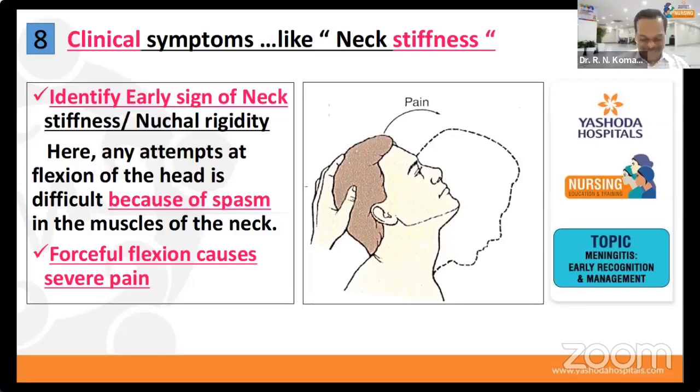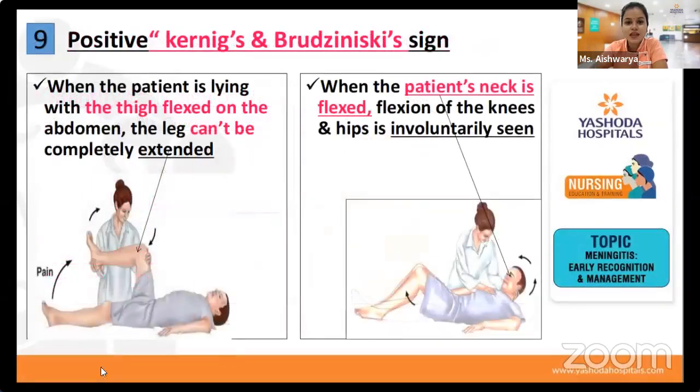Okay. Yes, sir. These are the major clinical symptoms as told to us: neck stiffness, Kernig sign, and Brudzinski sign. In Kernig sign, when the patient is lying with the thigh flexed on the abdomen as shown in the figure, the thigh can't be completely extended. In Brudzinski sign, when the patient's neck is flexed, flexion of the knees and hips is involuntarily seen.